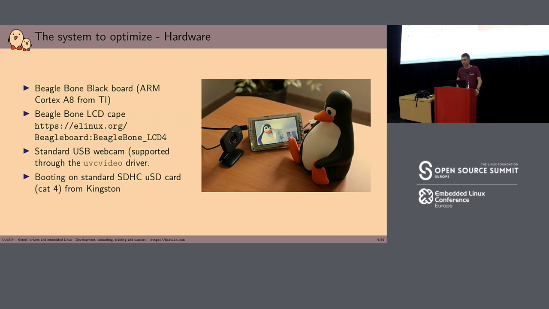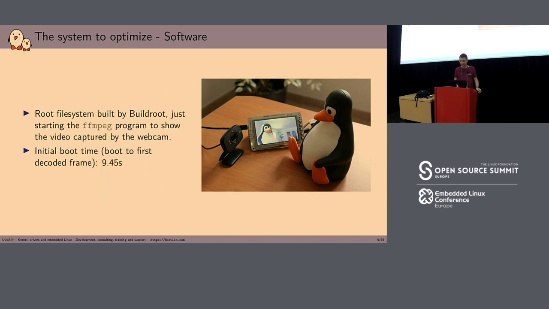So it's basically a BeagleBone Black with an LCD cape. Connected to it, there's a standard USB webcam, and it's booting from a standard SD card from Kingston, a Cat4, a relatively normal one, not especially fast. On the software side, it's going to play FFmpeg, just to show the video stream from the USB camera. The initial time for the system was 9.45 seconds, including the 2 seconds timeout in U-Boot. So it's easy to optimize, of course.